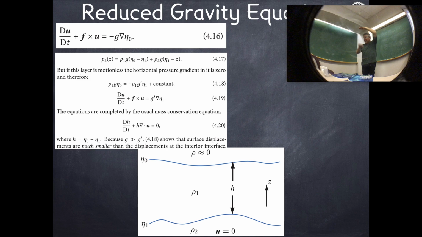And there's one other piece which I didn't mention. This is actually a different value of g when we write it for the bottom one. G prime, which is g times rho 2 minus rho 1 over rho 2. So which one is bigger, g or g prime?